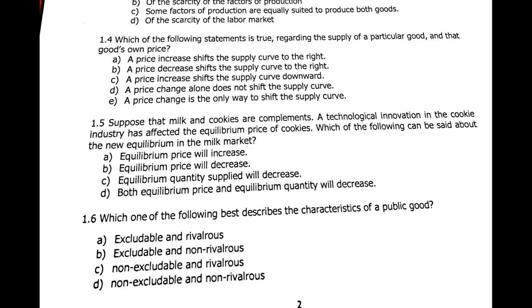Can we now suppose that milk and cookies are complements? So a technological innovation in the cookie industry has affected the equilibrium price of cookies. Which of the following can be said about the new equilibrium in the markets? What can be said? These milk and cookies are complementary. Yes, good. Maybe the starting point would be, what do you understand by complementary?